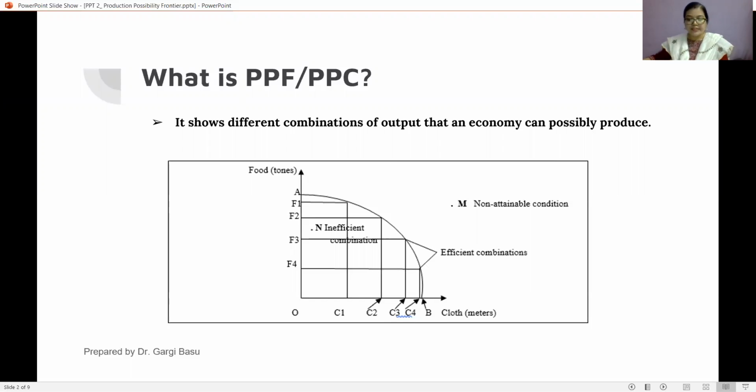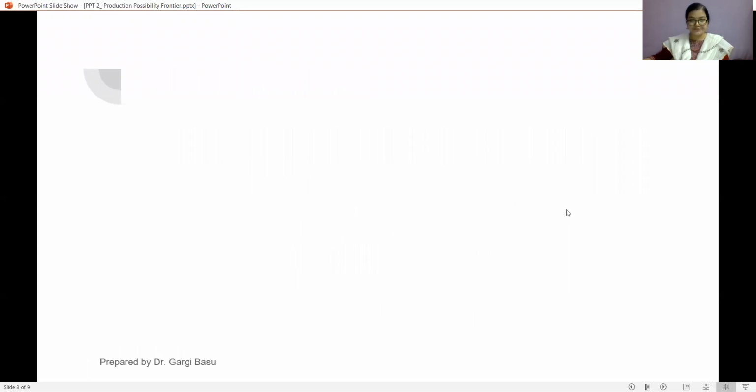Any point within this PPF or PPC, like point N, is attainable with the given resources, but it is inefficient because with the same resources, the country can produce more of both of the commodities. On the other hand, any point beyond the PPF, like M in this diagram, is not attainable with the given resources.